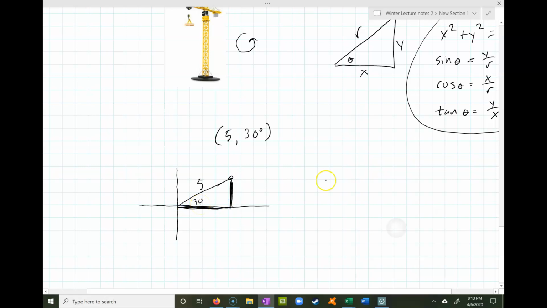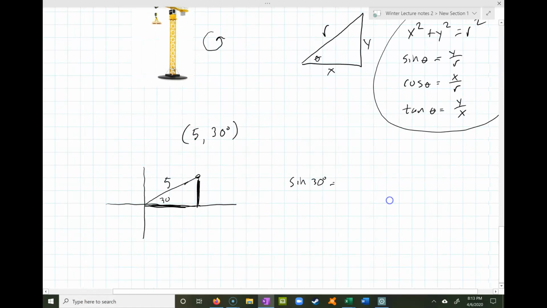So we know that sine of theta, in this case 30 degrees, is equal to y, which is the thing I'm looking for, divided by the hypotenuse, which is 5. So therefore, 5 sine 30 is equal to y. And by a similar argument, you could show that 5 cosine 30 is equal to x.